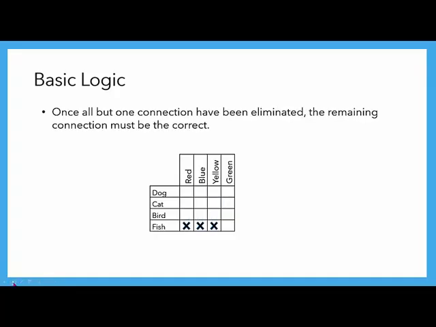See how that piece of positive information actually leads us to fill in lots of different parts of the matrix. One more part of basic logic for these puzzles is to use process of elimination. So once all but one of the connections have been eliminated, as you see here for fish, we know that the remaining connection must be the correct one. So the only thing left for fish to be matched with is green. Now we'd also know that green can't go with any of the other animals, but I'm not going to bother marking those as X's right now.